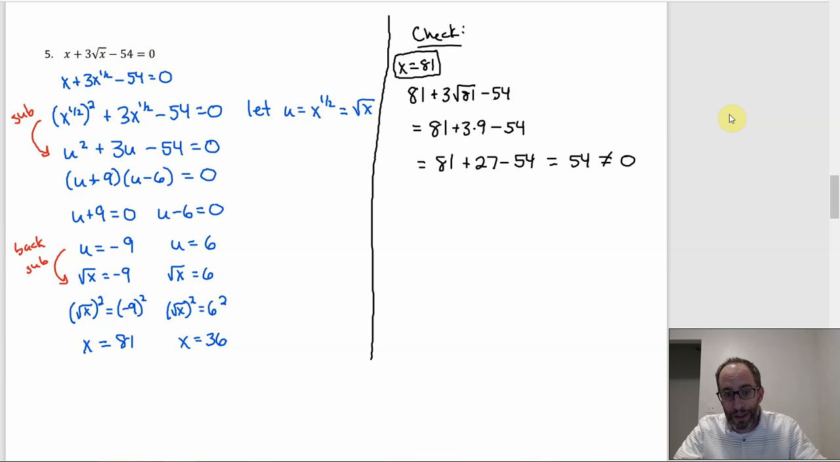So what does that mean? If we couldn't get what was on the right side of the equation, that means that x equals 81 is an extraneous solution.